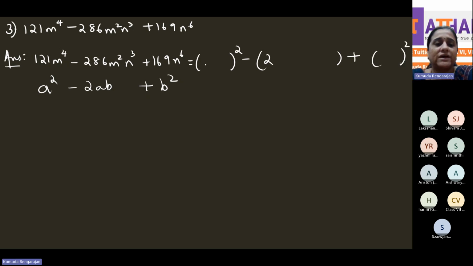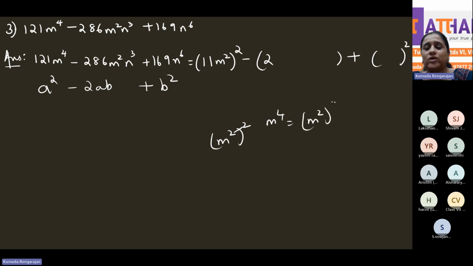In the first bracket, 121 is 11 squared, so 11. m to the power 4 is m squared the whole square. Go back to exponents, recall from there. When we write m squared the whole square, we have to multiply the powers: 2 into 2, 4. m to the power 4 is equal to m squared the whole square, because when the base is raised to many powers, we multiply the powers.